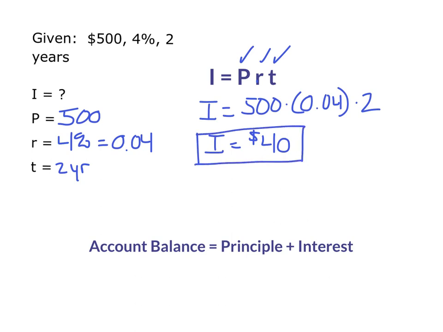So the interest is $40, but now there's another part to the problem, and that's we can calculate the account balance. So the account balance is equal to the principal plus the interest. Well, the principal was given to us. It was $500. So 500 plus the interest payment, which we just calculated, $40. 500 plus 40 would be $540 is the account balance.